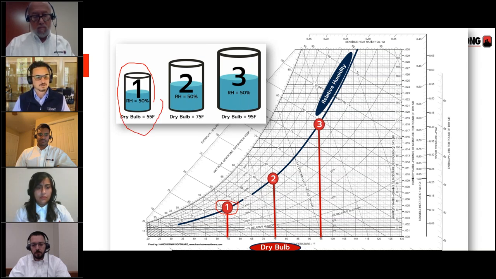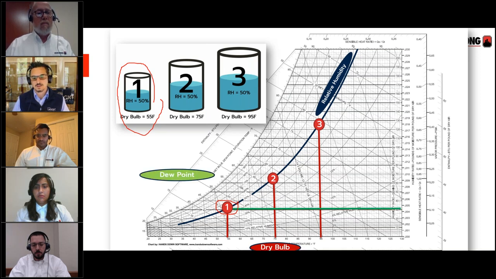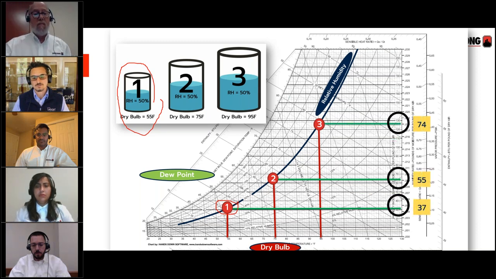Pretty simple. So let's look at, for kicks, let's go ahead and plot the dew point of each of these state points, right? So we know how to do that now. We just go over to the right, draw a line to the right for each of these. I won't spend a lot of time on it, but then we'll write in their dew point temperatures. Turns out it's 37, 55, and 74.